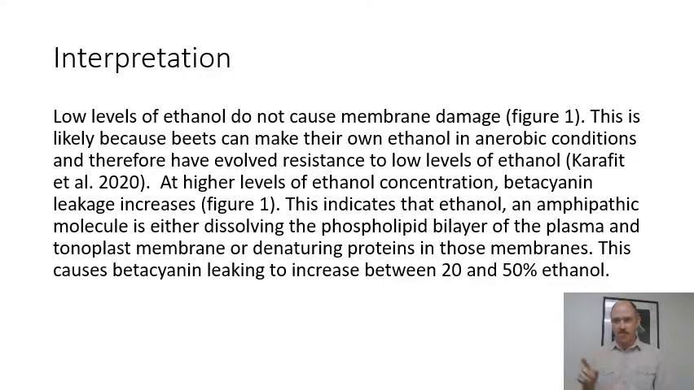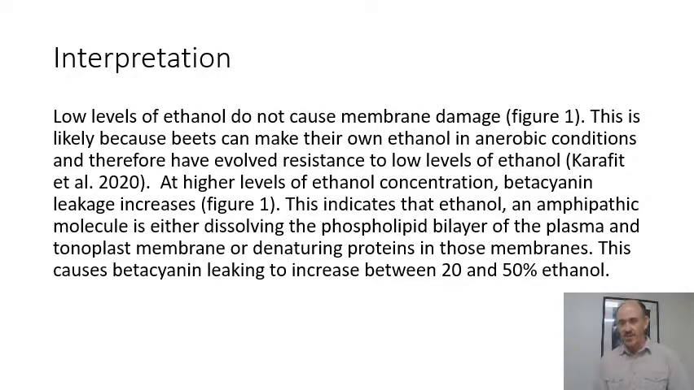Before I close out, I want to show you an example of the interpretation from the cell membrane damage lab. This is what we're kind of looking for. Interpretation is not just telling me what happened again, it's why it happened. Okay, so here's an example. Low levels of ethanol do not cause cell membrane damage. Figure 1. I tell them, see it on the figure. Figure 1. This is likely because beets can make their own ethanol in anaerobic conditions and therefore have evolved resistance to low levels of ethanol.